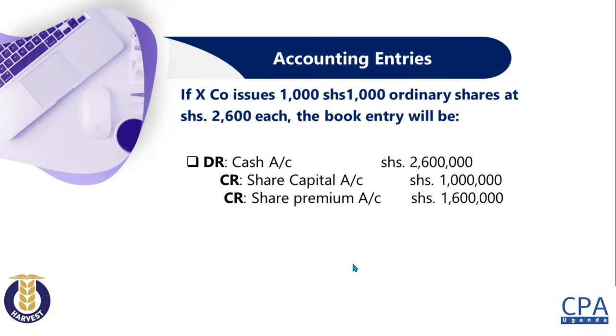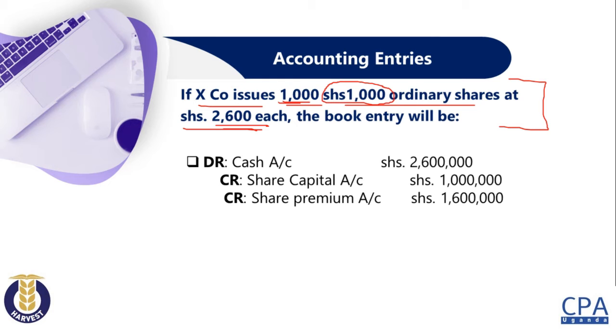In the next slide, I have an activity just to clearly explain this for your understanding. We have X company which issues 1,000 ordinary shares at 2,600 shillings each. Now, if this is the scenario, then the 1,000 is the face value of these 1,000 shares. So if the ordinary shares are issued at 2,600, it will mean that these shares have been issued at a price that is above the par value.